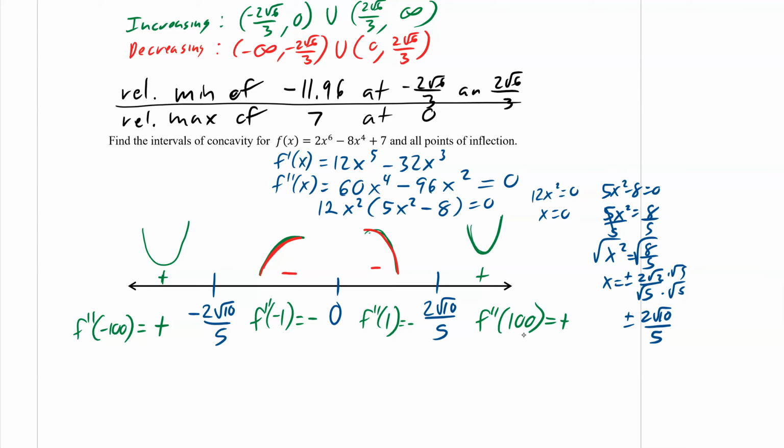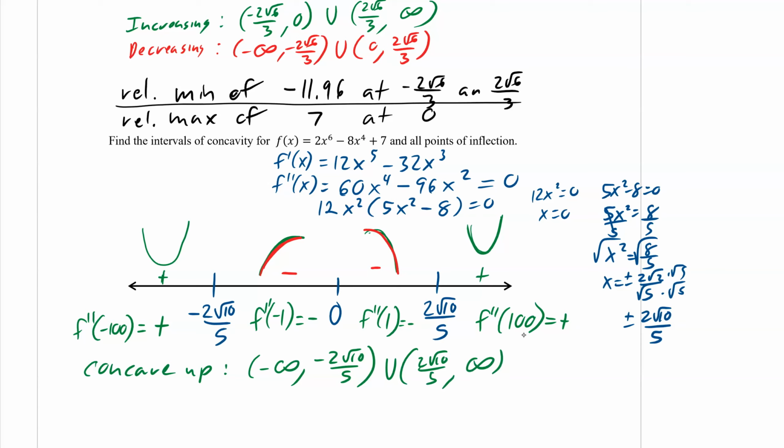So now we want intervals of concavity. We would say it's concave up on the interval negative infinity to negative 2 rad 10 over 5, union 2 rad 10 over 5 to infinity. And it's concave down from negative 2 rad 10 over 5 to 2 rad 10 over 5.